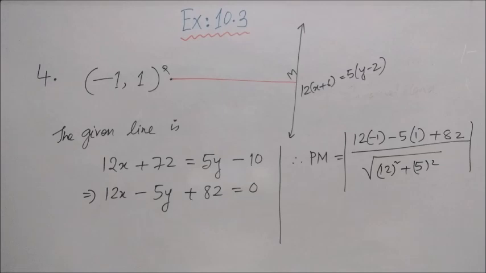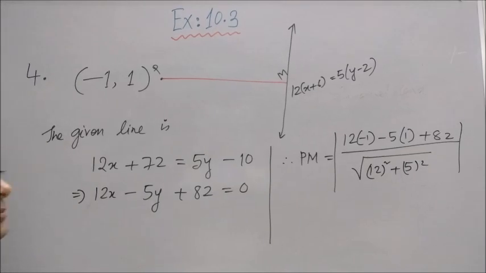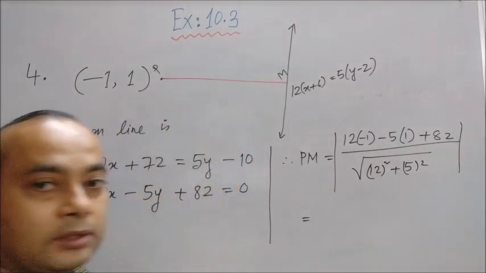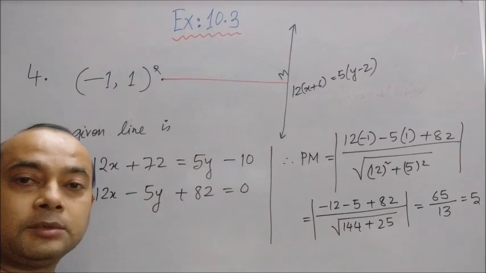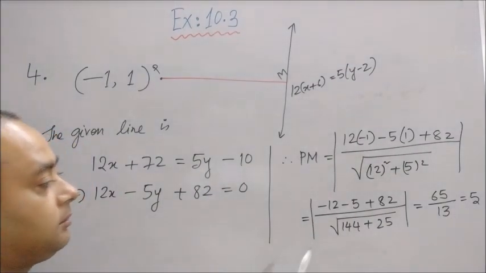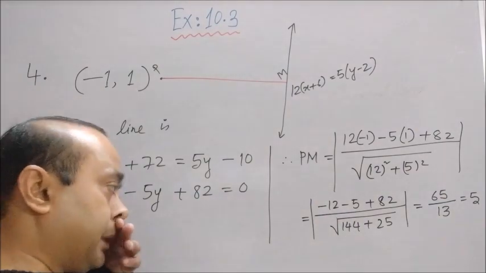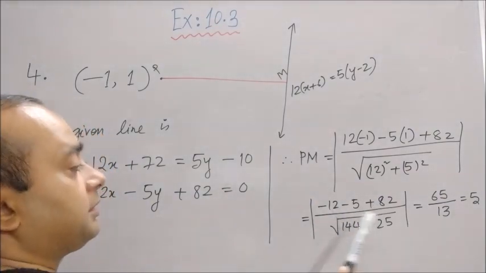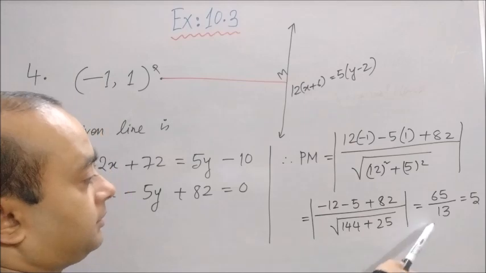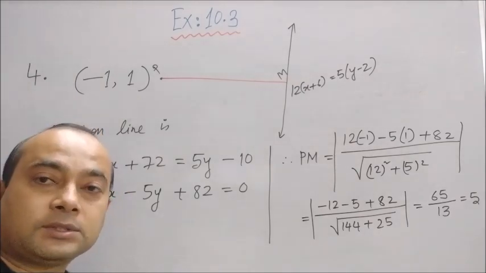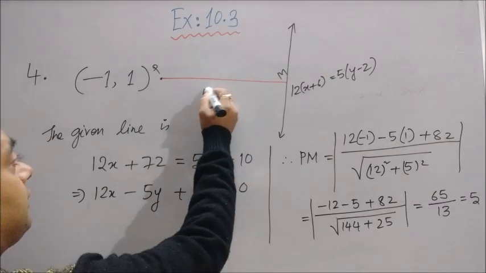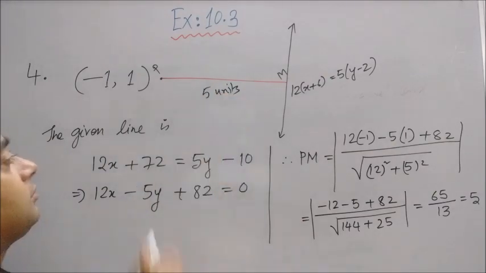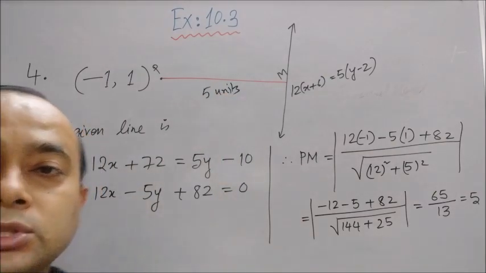So now the calculation we have done, where you can see minus 12 minus 5 is minus 17, and 82 minus 17 is 65, 65 by 13 equals 5 units. Hence the distance from this point to this line is 5 units. So this is the answer to question number 4.